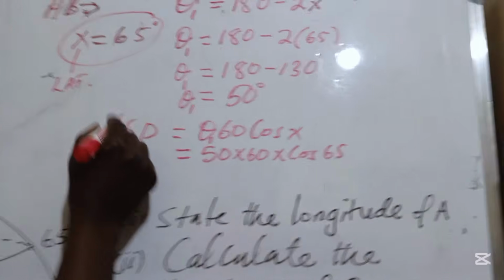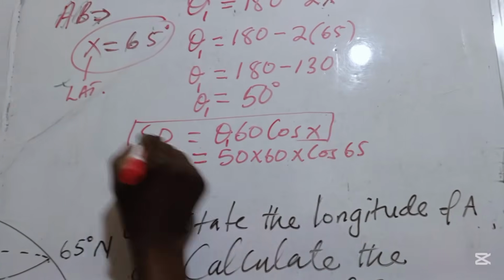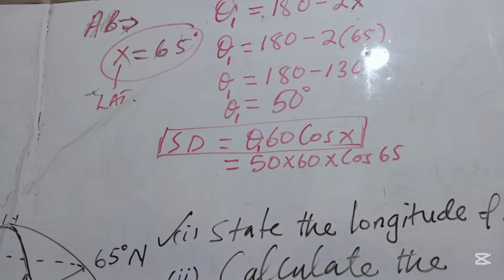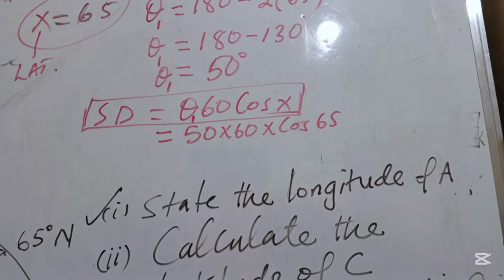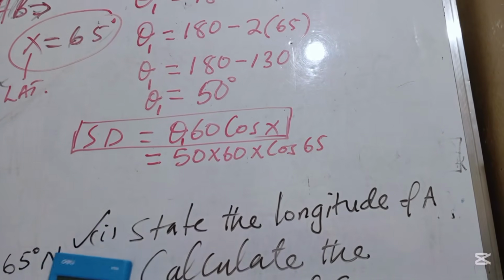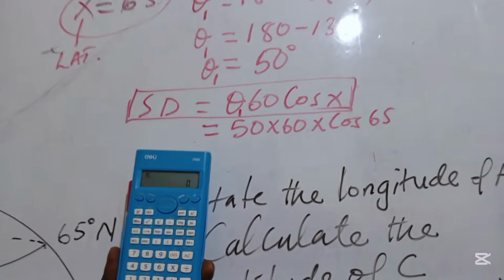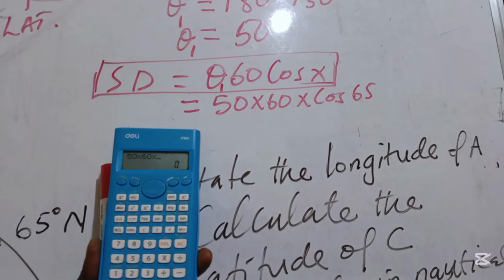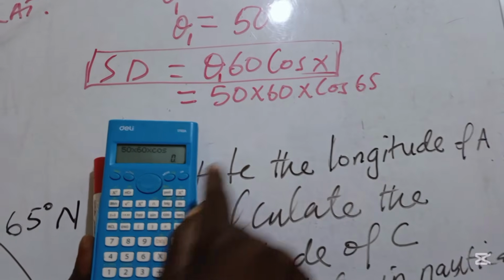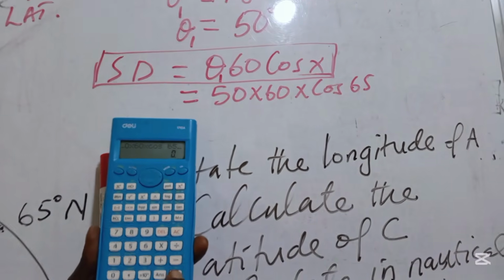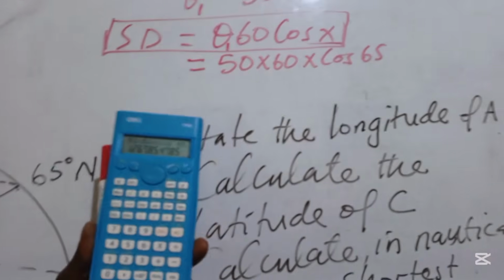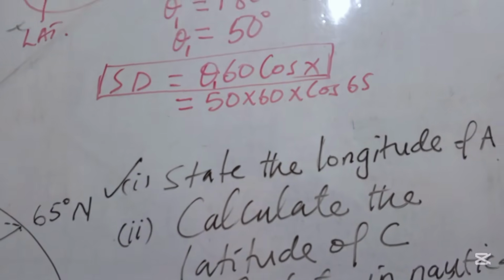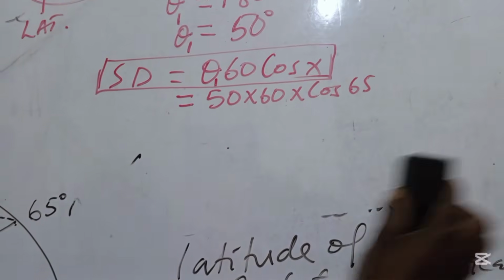And then you slot it in that method. And then here you use now a calculator. So let's get back to the calculator. You say, how do you get that one? You are saying, okay, Angel, this is 50 multiplied by 60 multiplied by cos 65. My answer will be, you get the following. You say, okay, this is the answer which I'm going to get.